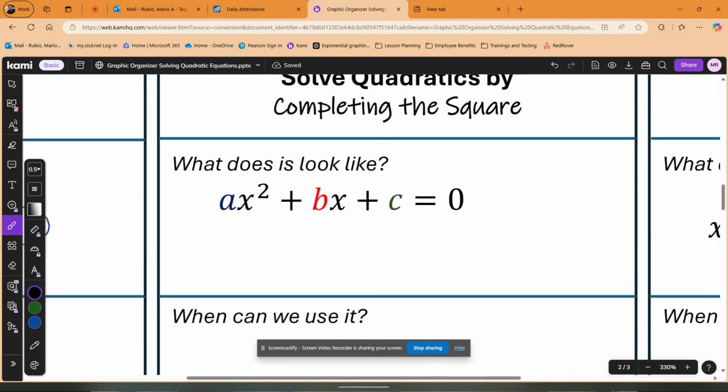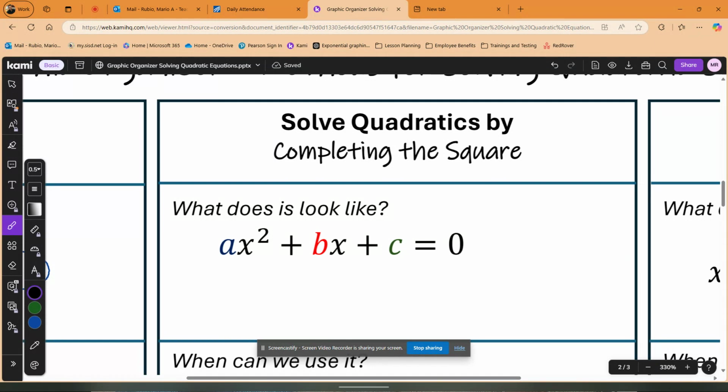Let's take a look at the second column. This is called completing the square. This is what we looked at on Friday. Again, we're going to start off with the standard equation. Sometimes when we're factoring, it doesn't always work out that we can factor into nice even numbers. So we might have to do completing the square first.